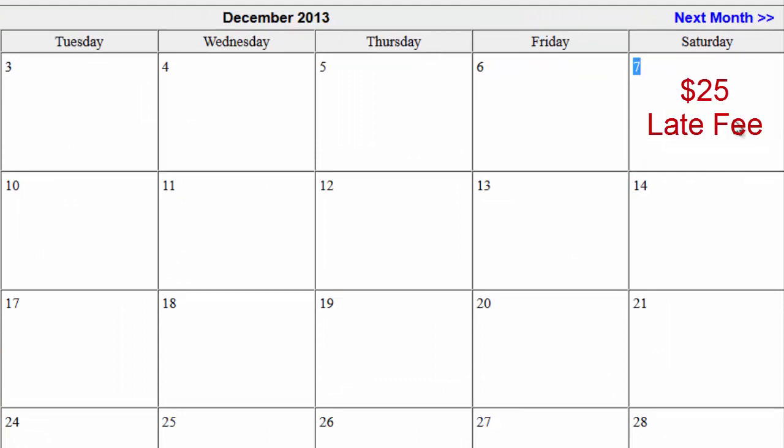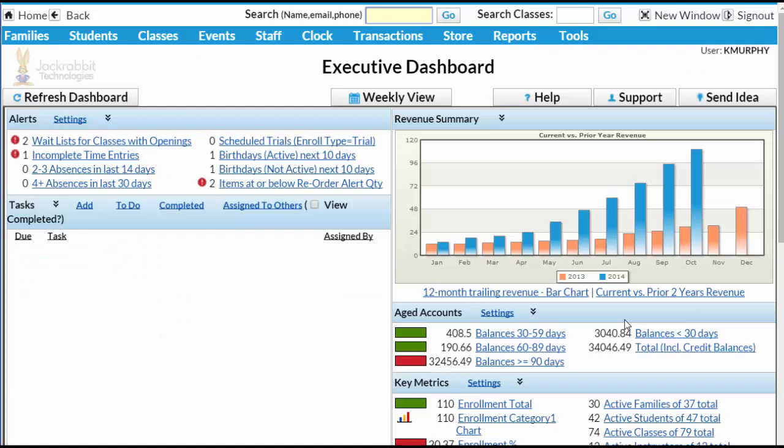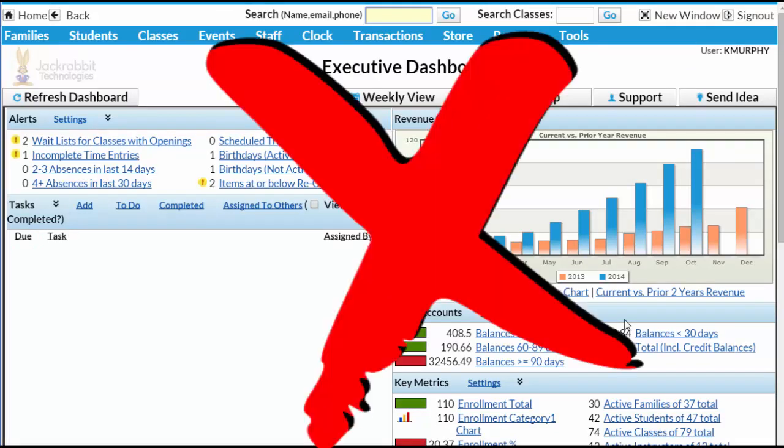Should your balance not be paid by the 9th of the month, your Jackrabbit database will be temporarily suspended on the 10th until payment is made with an approved credit card. We cannot accept a bank draft for an overdue payment. If your account remains suspended, your database will be subject to deletion.